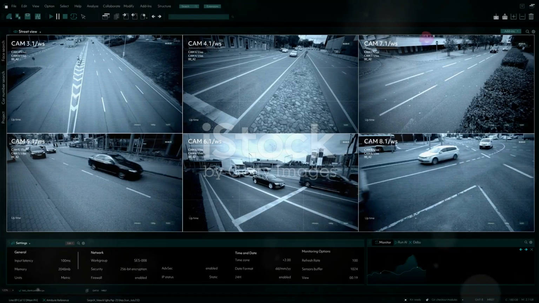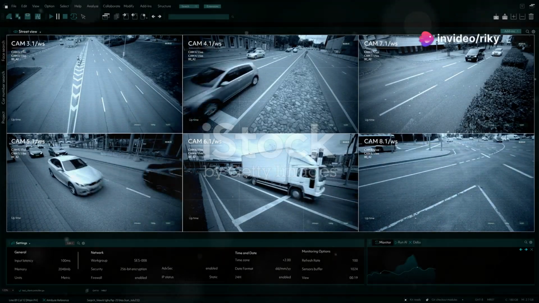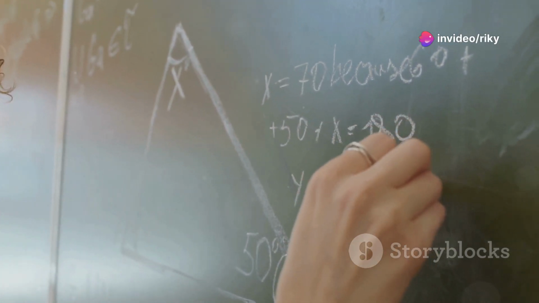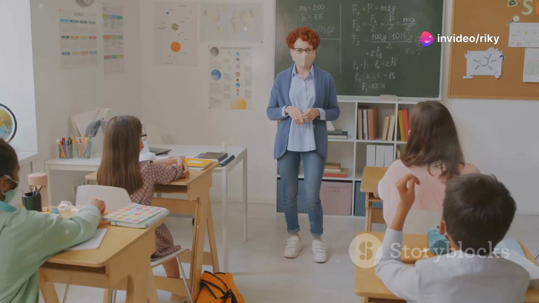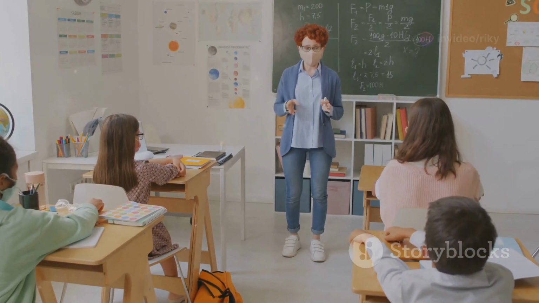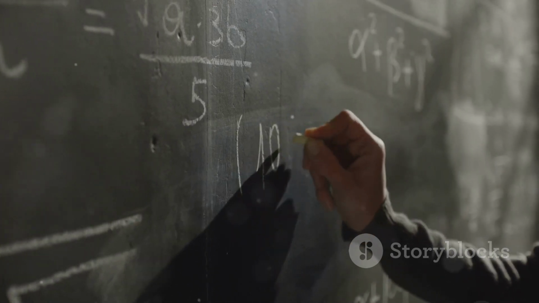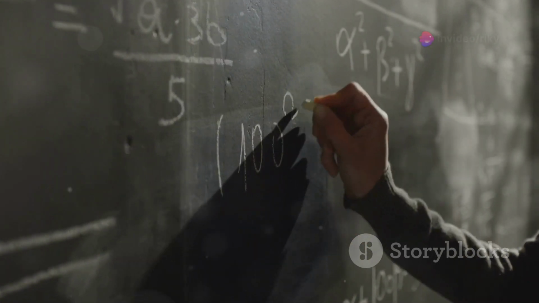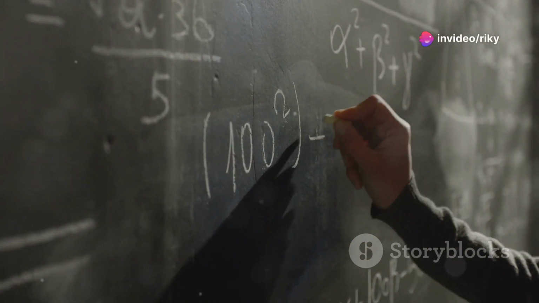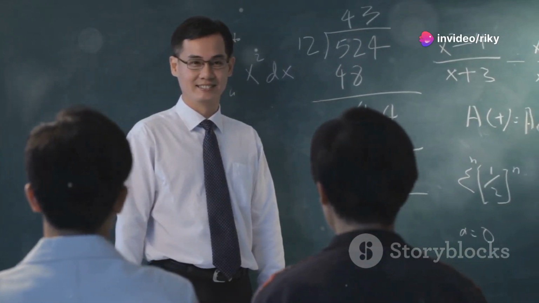Just like driving a car, there are rules that govern how limits work. These rules, called limit laws, help us calculate limits more easily. Let's go over some of the most important ones. 1. The sum and difference rule. The limit of a sum or difference of two functions is equal to the sum or difference of their individual limits.